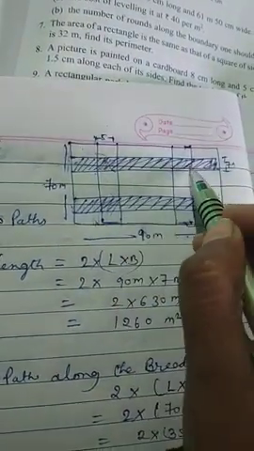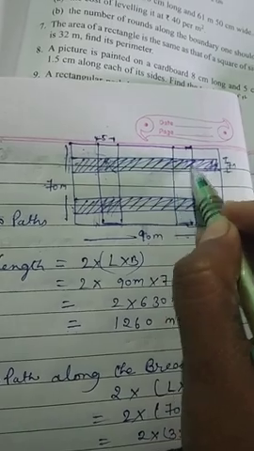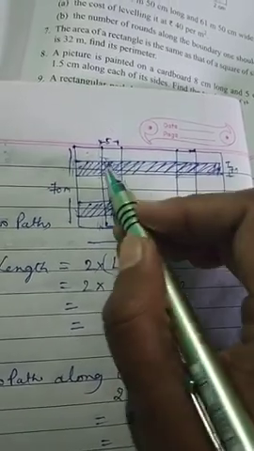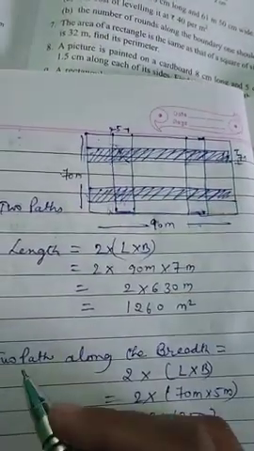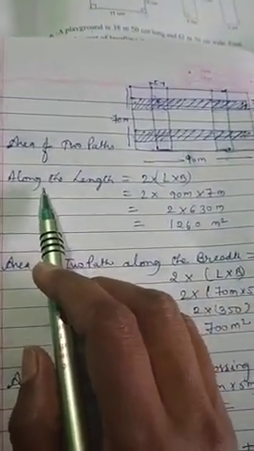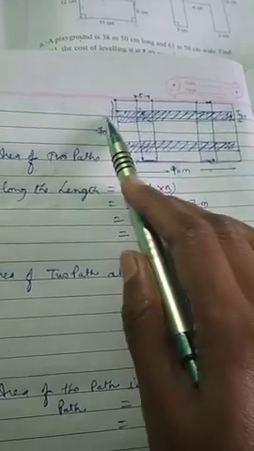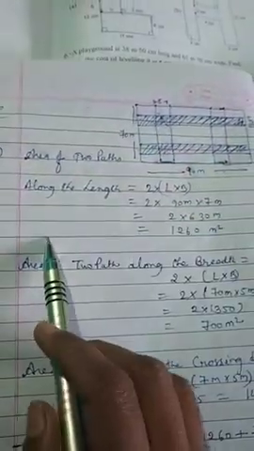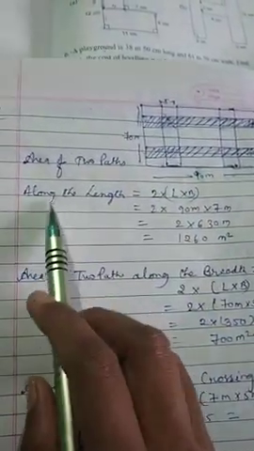Okay, so 1, 2, 3, 4. Four small rectangular cross-sectional parts we need to subtract. So for this, first of all, we will find out the area of the path along the length, parallel to the length of this rectangular park.